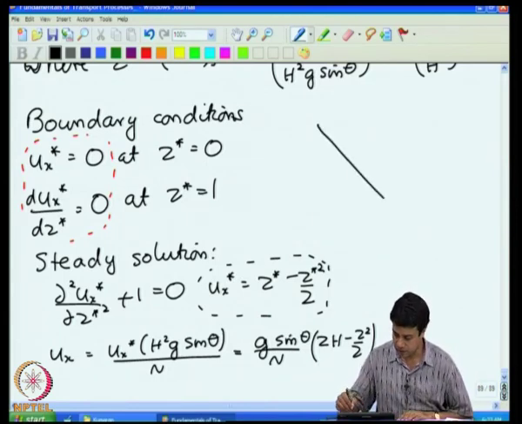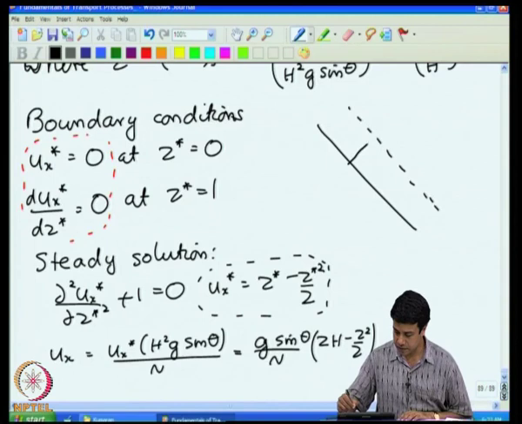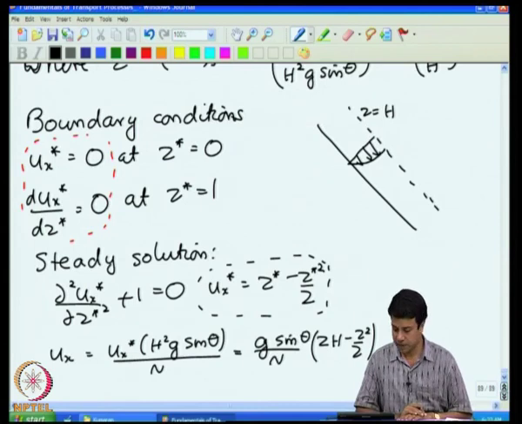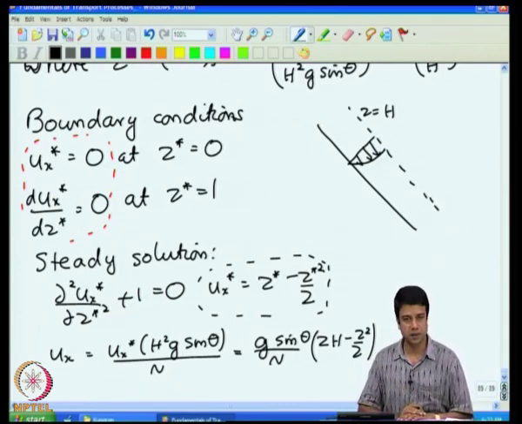So, the velocity profile for the flow down an inclined plane is quadratic in the coordinate z. It starts off at 0 and then you get a parabolic velocity profile, and at z is equal to h, the derivative of the velocity with respect to z is equal to 0, the shear stress is 0, and therefore, it satisfies the stress balance condition between the fluid and the gas that it is in contact with. So, this is the velocity profile for the flow down an inclined plane.